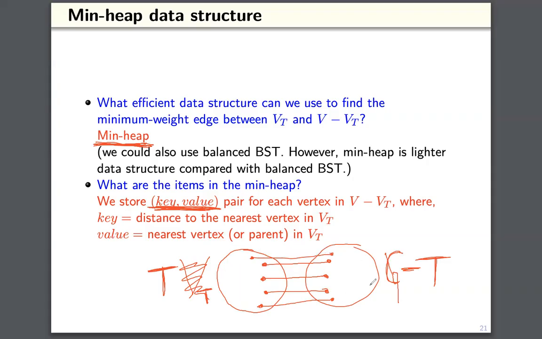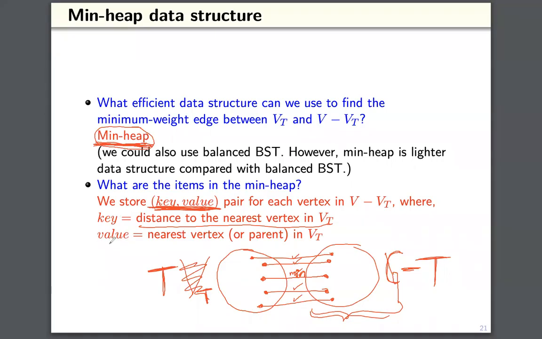So you will store all these things in a min heap. So all this G minus T in a min heap. And what is the key here? Key is the distance to the nearest vertex in VT. All these distances are the keys. See, if you want to find the minimum distance, you want to find the minimum element in this min heap, right? So distance has to be the key.